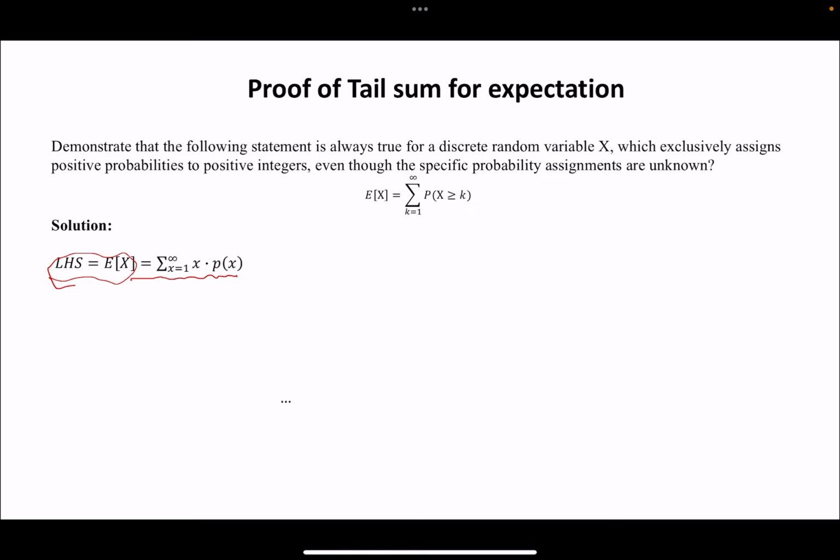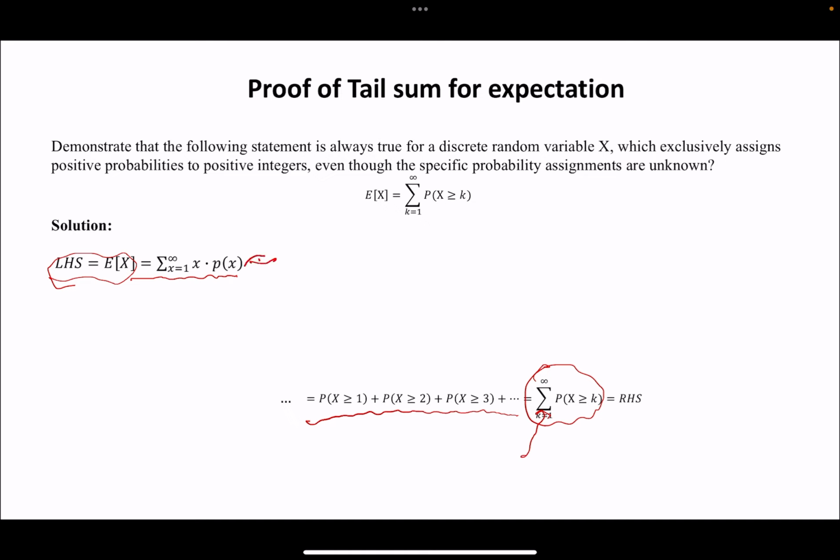And as I always recommend, write down the end goal that we want to achieve, the right-hand side of the equality, which is the sum of k from 1 to infinity of the probability of X greater or equal to k. For most of you, this summation symbol may not give some intuition, so it may be helpful to expand it, so later you can see the relation to the left-hand side. This is nothing but the probability of X greater or equal to 1, plus X greater or equal to 2, plus X greater or equal to 3, until infinity.